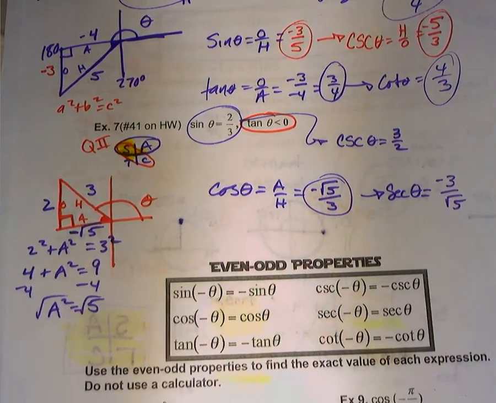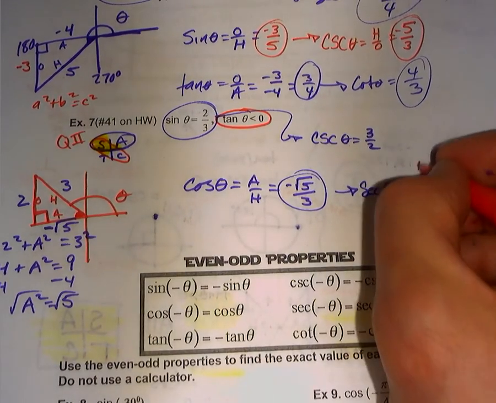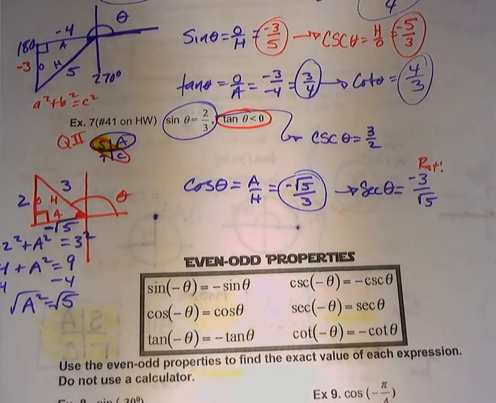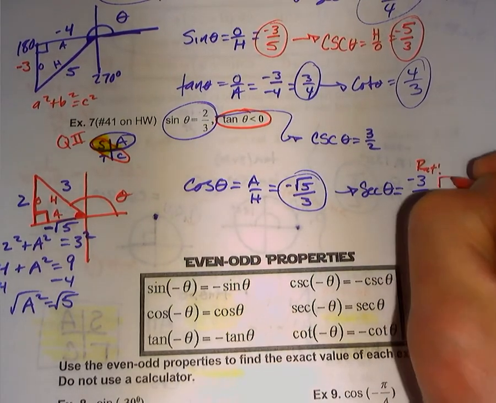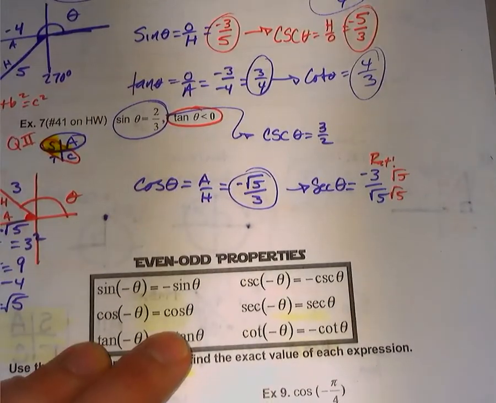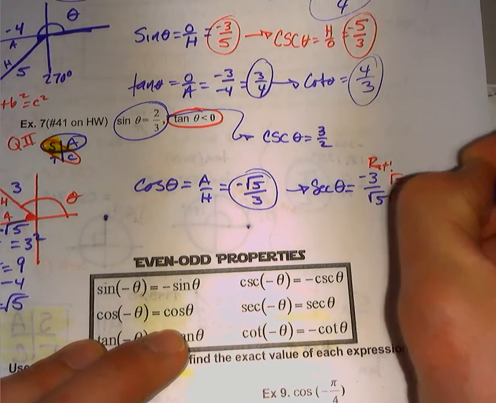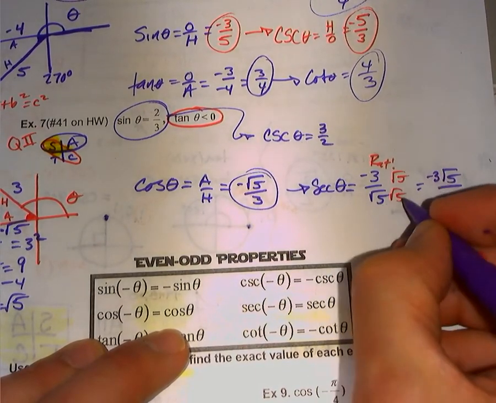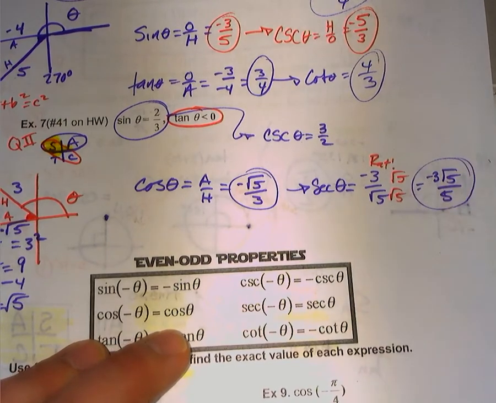If you leave it like that, you're a dirty rat. I had to write "rat" on a lot of people's papers. Rationalize this guy: multiply by root 5, top and bottom. So, final answer. Negative 3 times root 5 is negative 3 root 5, and root 5 times root 5 is just 5. Final answer, negative 3 root 5 over 5.